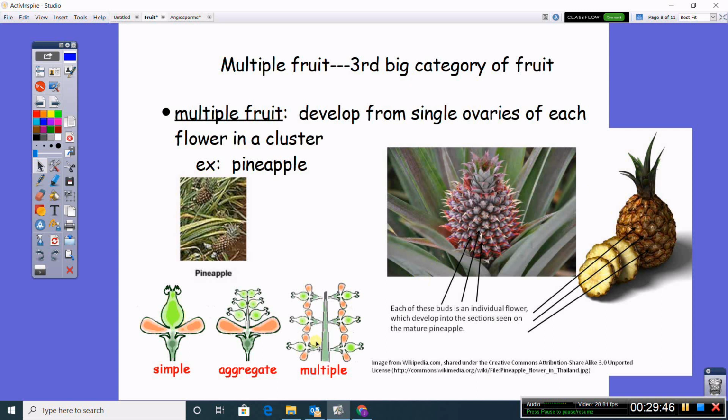So if you look here for multiple fruit, you see flower, flower, flower, flower, flower, flower. Flowers each have their own ovary, whereas this is one flower with many ovaries. That's the difference between an aggregate and a multiple fruit.